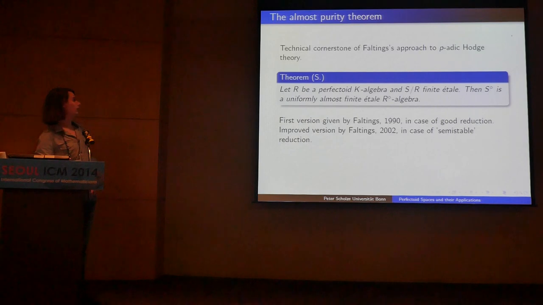And to the experts, it actually came as a very big surprise that this theorem could be true in this generality. They expected that much more careful assumptions would be needed to have such a theorem.